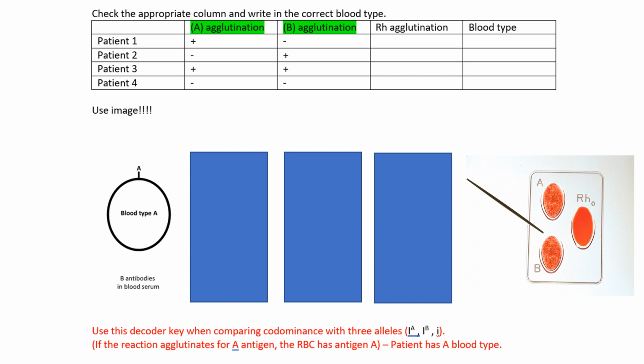So I explain it in the sentence in the red. If the reaction agglutinates for antigen A, the red blood cell has antigen A. If that is a true statement, then the patient has blood type A.